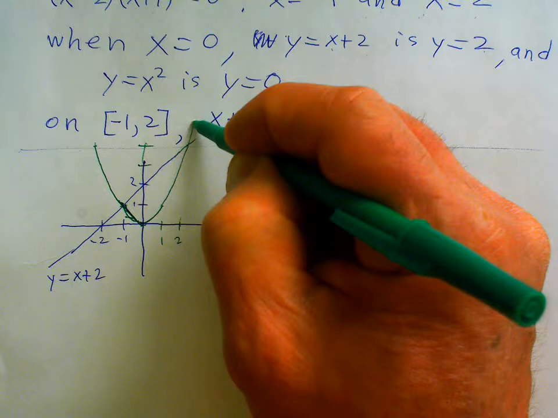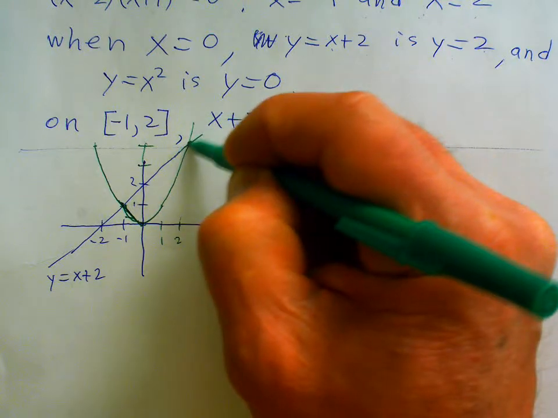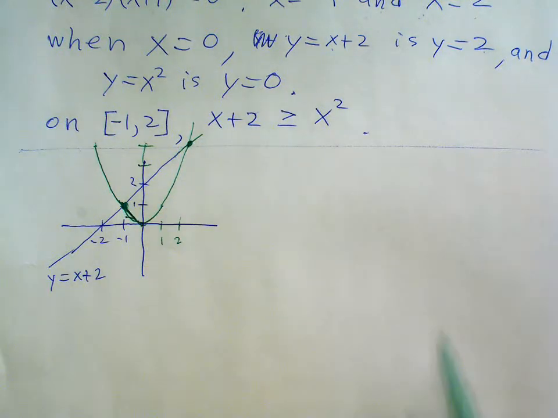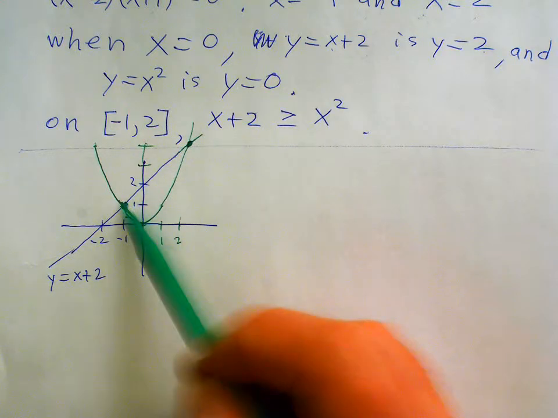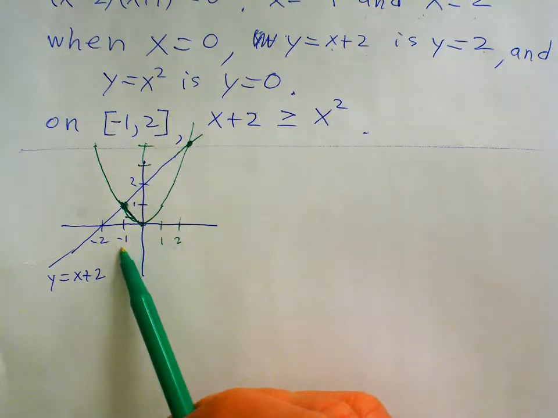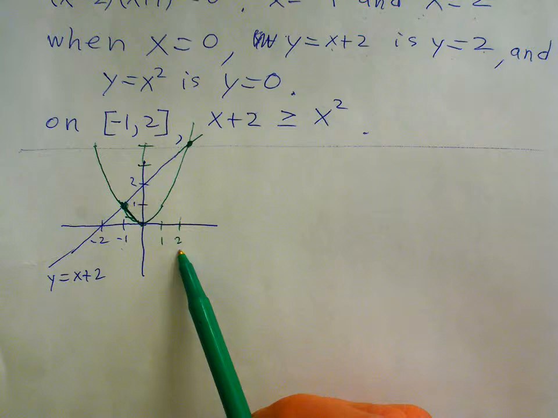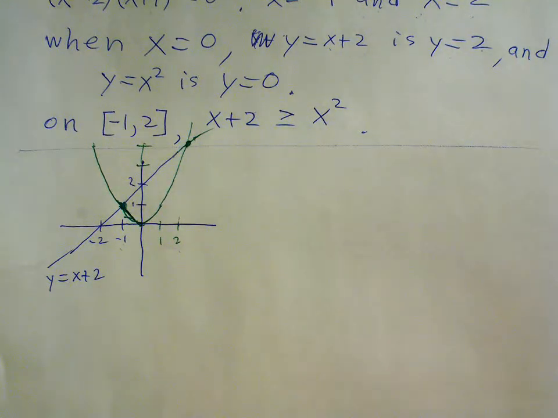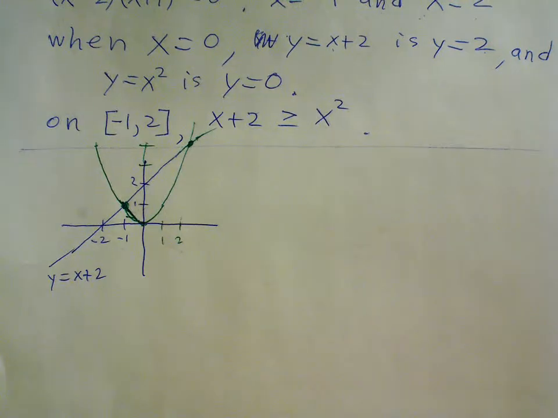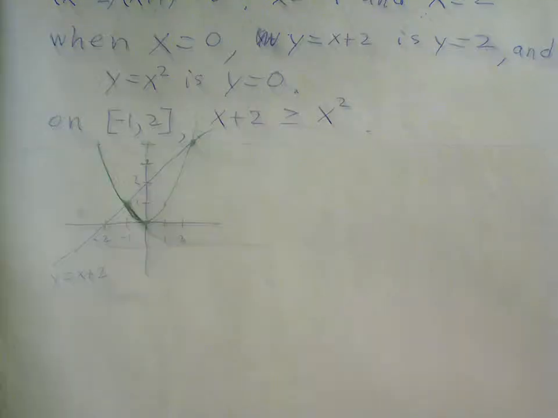Well, just don't let me graph it. So we have an enclosed region between x equals -1 and x equals 2. Okay, let's go back to the other page.